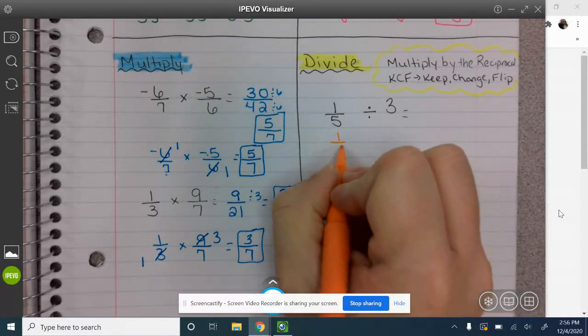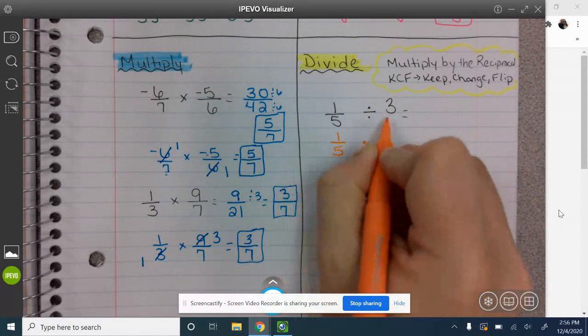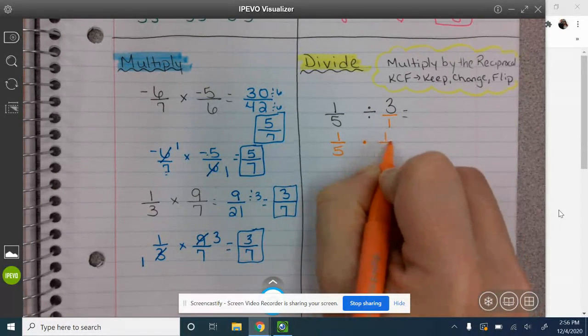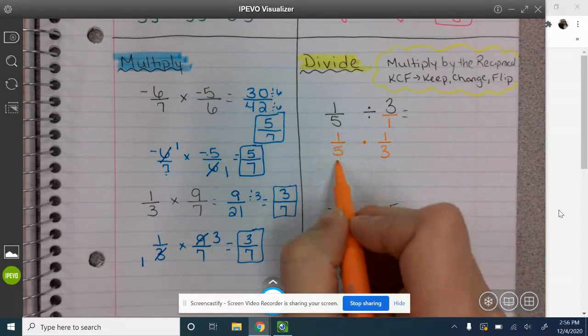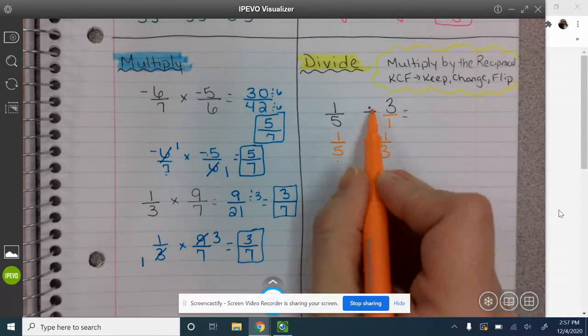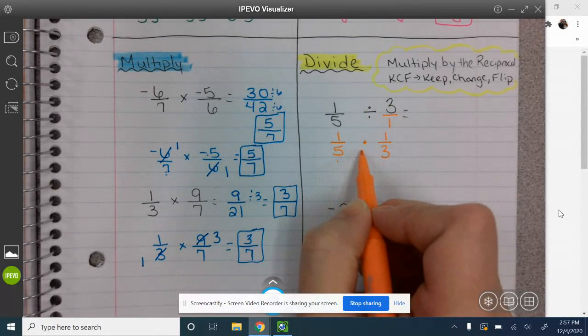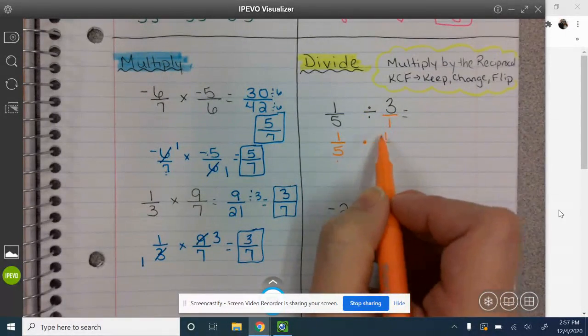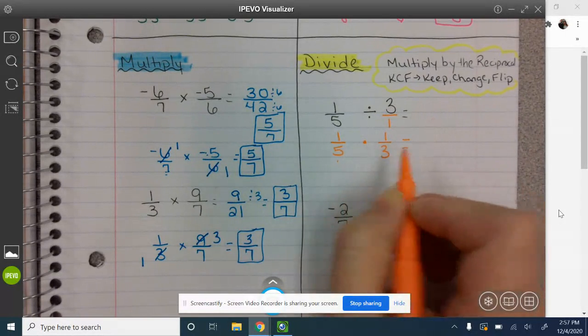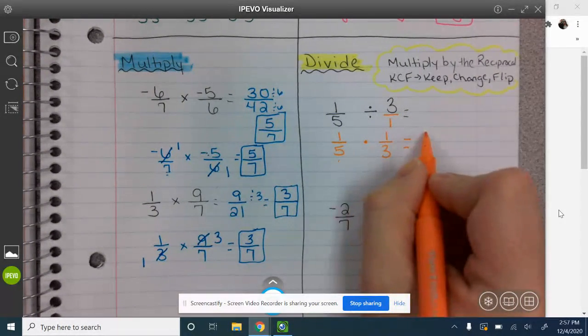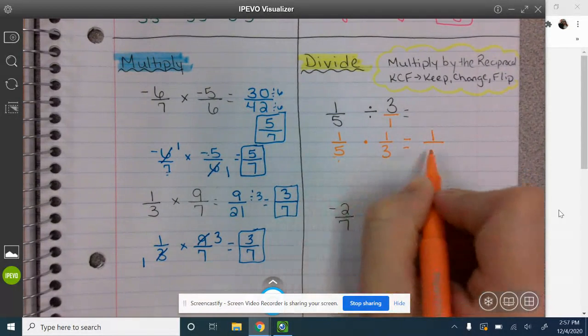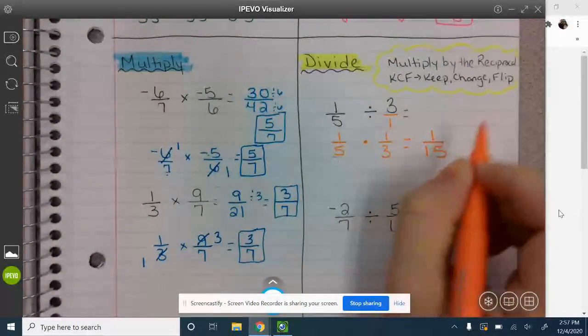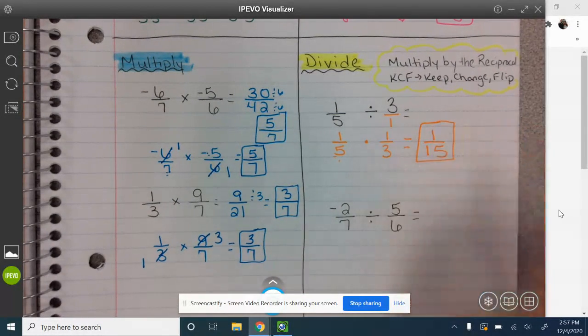So you would say 1/5 times 1/3. So we kept the first one, we changed dividing to multiplying, and we flipped 3/1 to 1/3. And then you multiply across. 1 times 1 is 1. 5 times 3 is 15. So my answer would be 1/15.